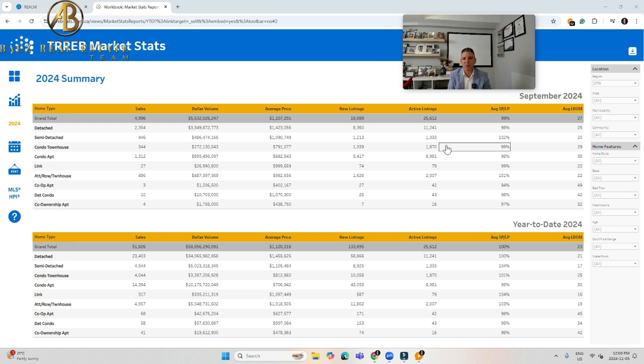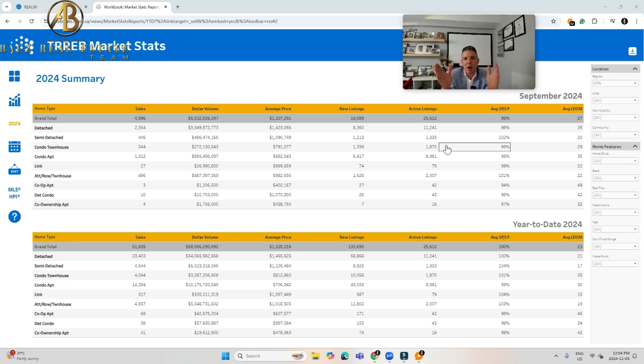Now we look at the semi-detached segment. We had 1,333 active listings and 446 sold. That will give us 2.98 month supply of inventory, so about 3 months supply. So as you see, the semi-detached segment is a little bit tighter. Now let's look at the condo townhouse. We had 1,870 active listings and 344 sales. That gives us 5.43 month supply of homes. For the condo apartment, we had 8,181 active listings and 1,312 sales. That gives us 6.84 month supply of inventory.